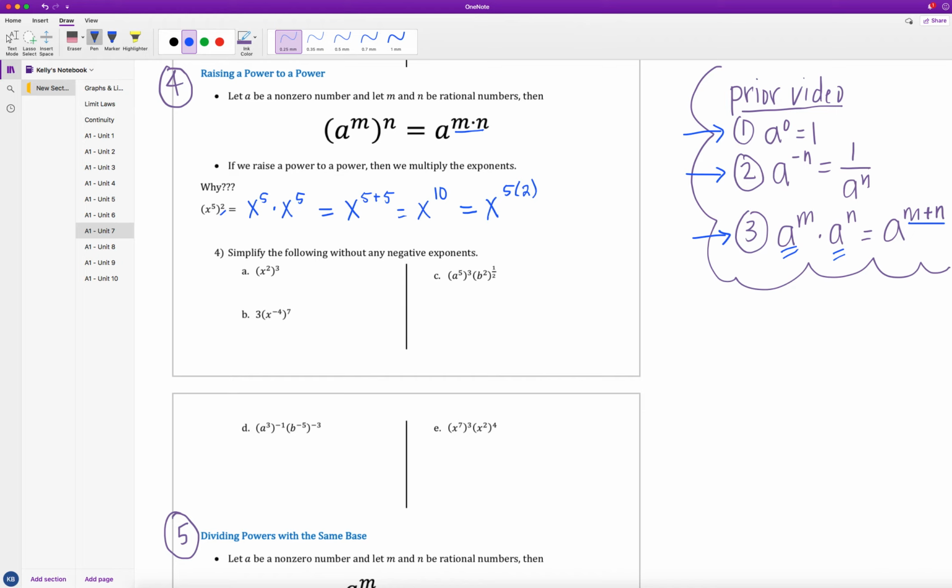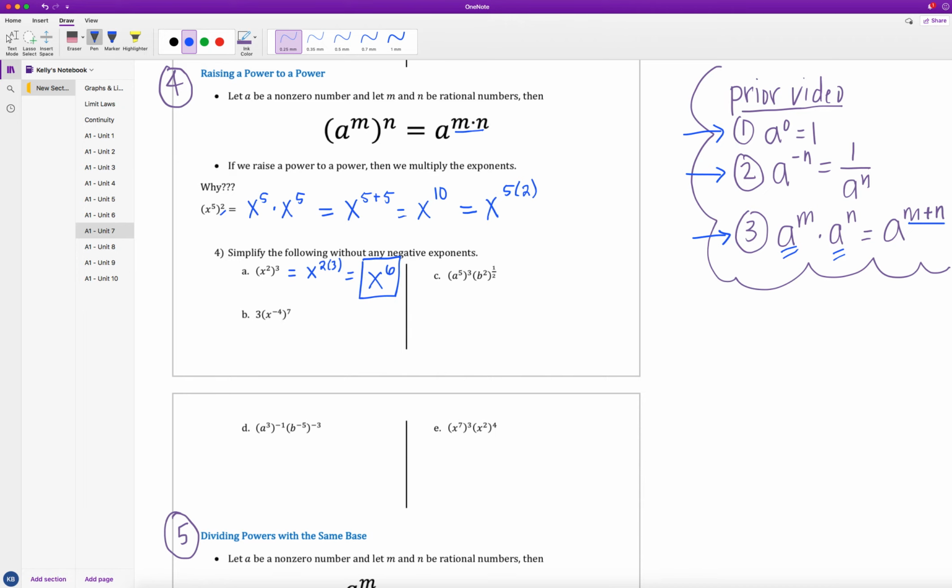Okay, let's do a couple examples to solidify this. In part A, it says x to the second, all to the third. So the entire x to the second is being cubed. What I can do is multiply the 2 times the 3. So I'll get x to the 2 times 3, which would give me x to the 6.